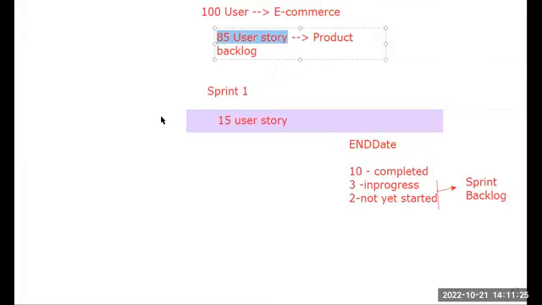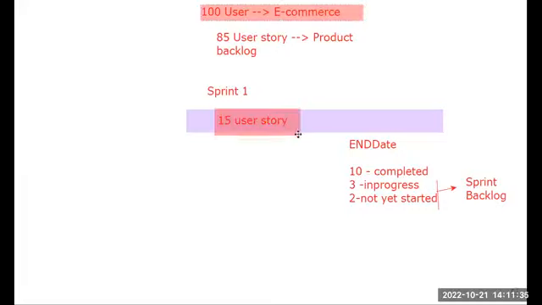Okay, good. So what I'm saying is, we want to develop all these 100 user stories for one e-commerce application. In the first sprint, we picked 15 user stories, so 85 are pending now. These 85 user stories we can call the product backlog, to develop this product. But in this sprint one, whatever stories are left incomplete, those user stories we can call the sprint backlog. Are you guys understanding my point, everyone?